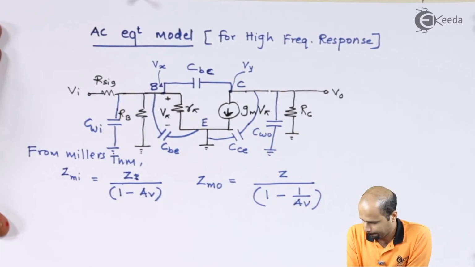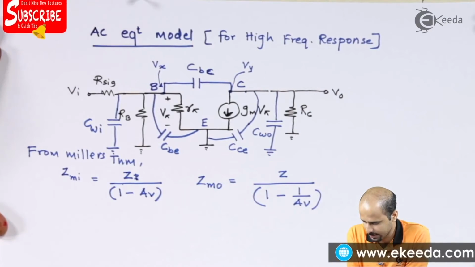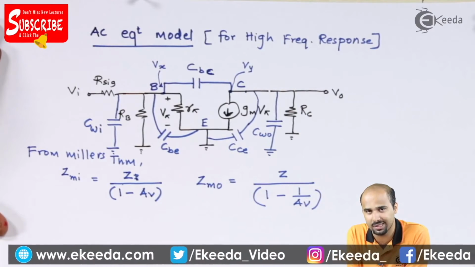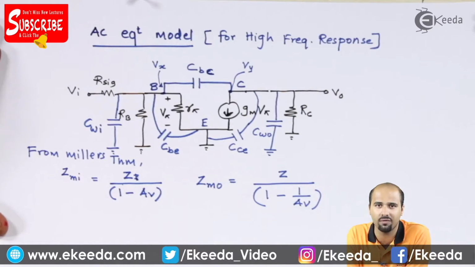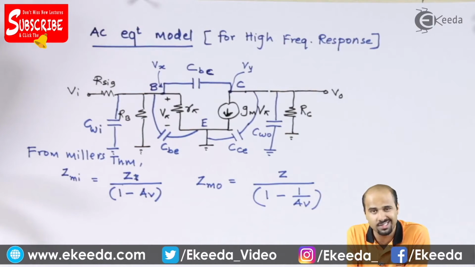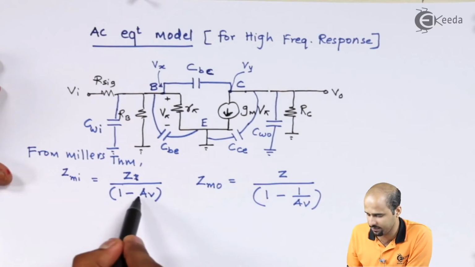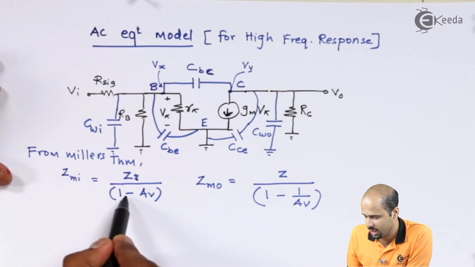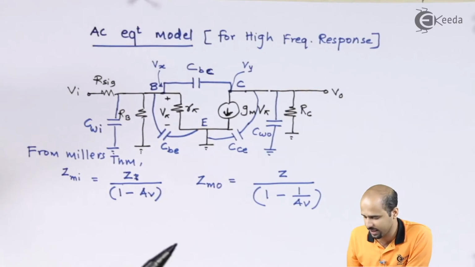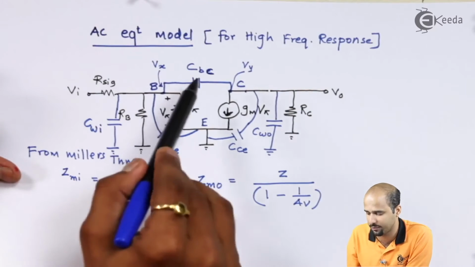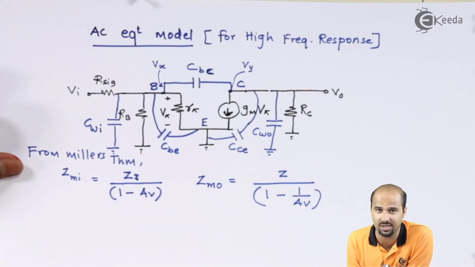Simple. As far as AV is concerned, we have to consider the negative sign of the AV as well, because this is your CE mode of BJT amplifier. The amplifier will work well in CE mode only. So I can say that this negative becomes positive. But we are considering not Z here; we have to consider the value of the capacitances directly.